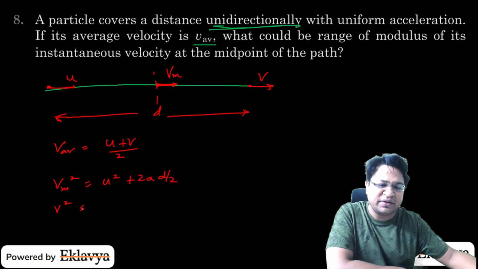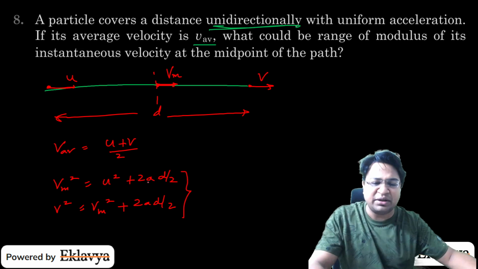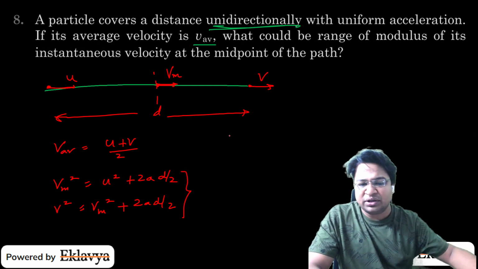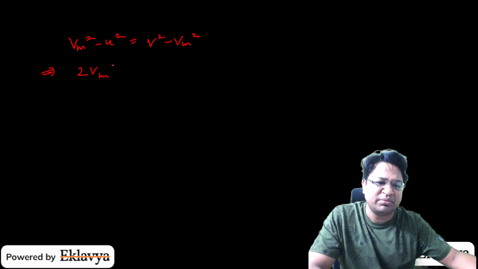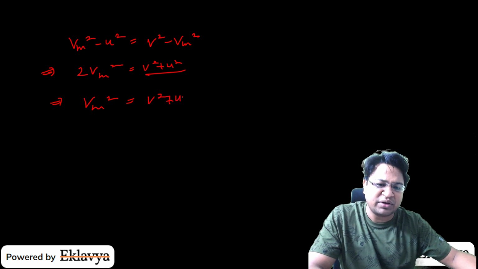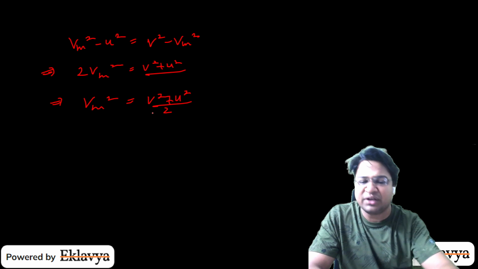Similarly, we can write V square is equal to Vm square plus 2A d by 2. Now from these two equations, if I eliminate this product AD, what we end up with is Vm square minus U square is equal to V square minus Vm square, which means that 2Vm square is equal to V square plus U square, so Vm square is equal to (V square plus U square) by 2. So this is what we are getting.